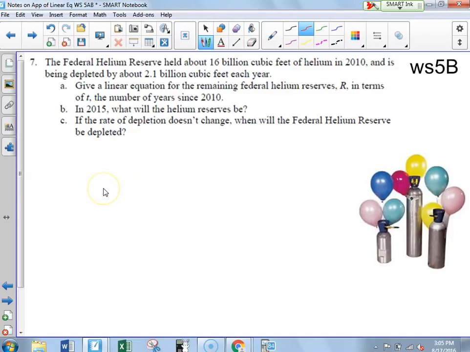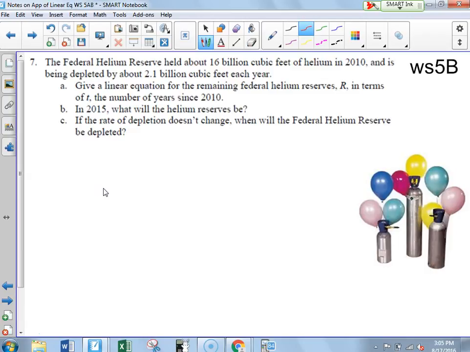All right, guys. This is a pretty easy one, but I've got to see if you realize it's an easy one. The Federal Helium Reserve held about 16 billion cubic feet of helium in 2010 and is being depleted by about 2.1 billion cubic feet per year. I don't know that there's a Federal Helium Reserve. There's a bunch of people walking around sounding like Mickey Mouse or clowns or something, inhaling helium, right? Give a linear equation.